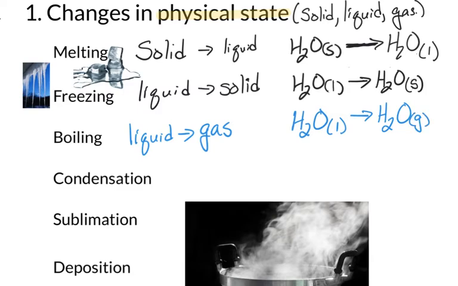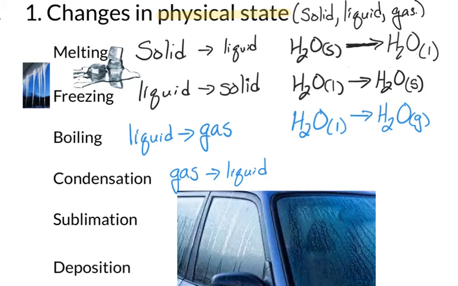And we could do the same thing for condensation, which is the opposite of boiling. This is where we're turning something from a gas into a liquid. And you'll see that on a regular basis. You probably see it in the morning when you go out to your car. We call that the dew point, but we see that there's a liquid on the window that came from the gaseous water in the air. So in that case, we turned H2O gas into H2O liquid.